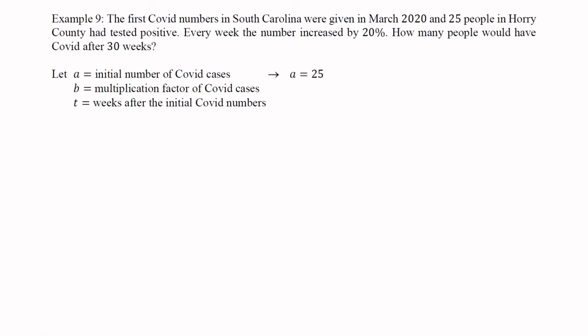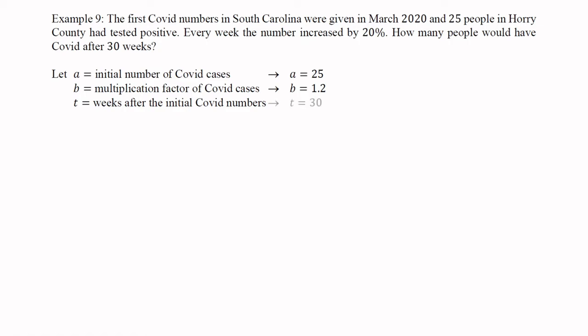So A here is 25. That's how many had tested positive initially. Our multiplication factor is going to be 1.2 because we are growing here. So it should be greater than 1. We've got to retain the number who have already tested positive and add 20% to it. So that's 1 plus 20%, so 1.2.